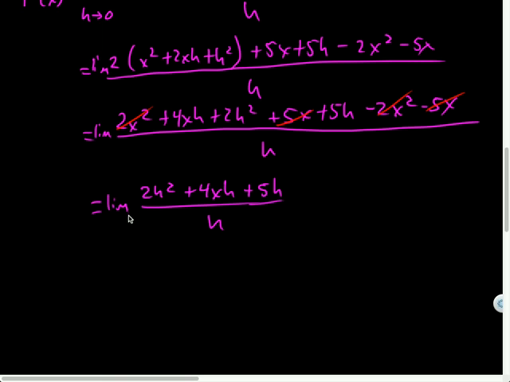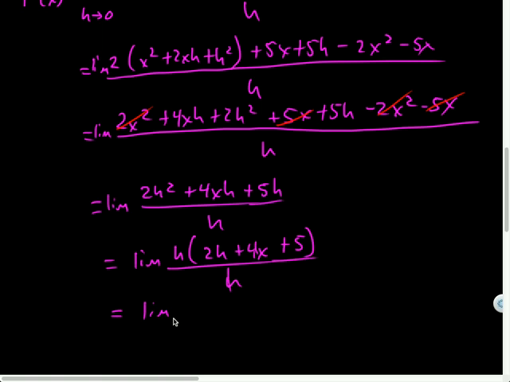Anyways, equals. So let's factor out the h. So that's h times 2h plus 4x plus 5, all over h. Sorry if my h's begin to look like n's. So the limit, those h's cancel out. So I get the limit of 2h plus 4x plus 5 as h approaches 0.